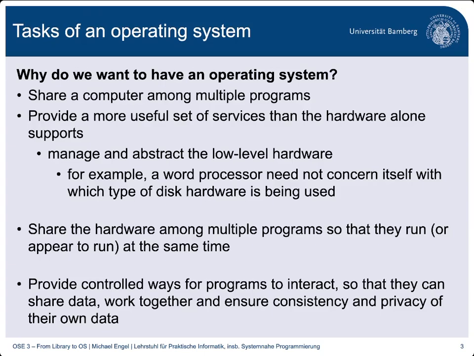So essentially, we need a way to provide controlled interaction between different processes. We need a way to constrain what a process can do. We need to enable processes to share data if it's required. We need to enable them to work together, but by doing all this, we need to set limits to ensure that consistency and privacy of the data of each single process is guaranteed.